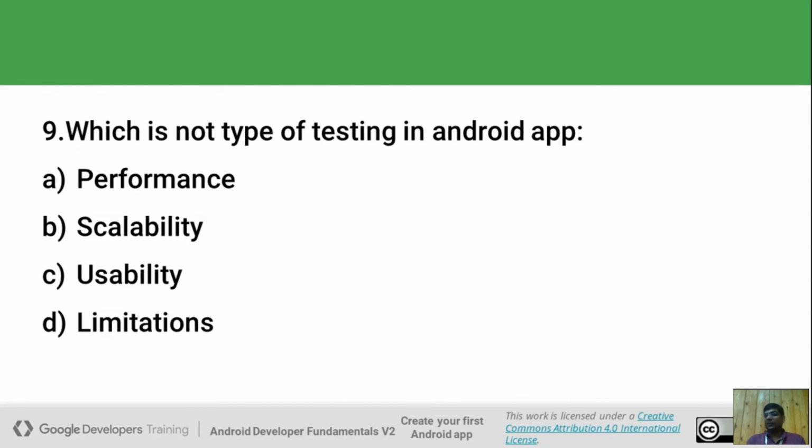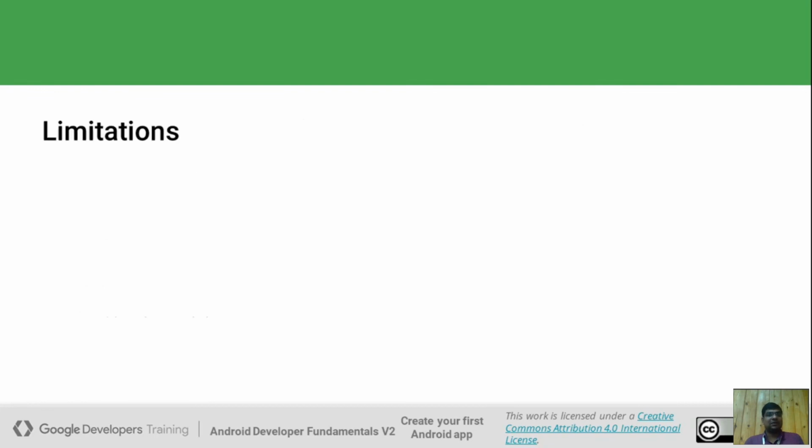Next is, which is not a type of testing in an Android app? The options are performance, scalability, usability, and last is limitations. Performance is a criterion for testing any Android app. Scalability is also a criterion, and usability is also a criterion of testing an Android app. The last, limitations, is not a criterion for checking any Android app. So the answer is limitations.